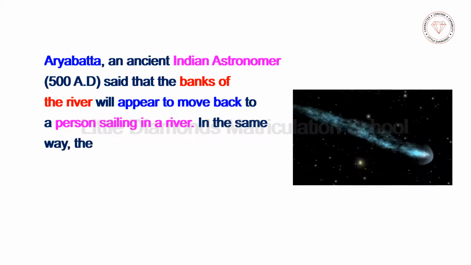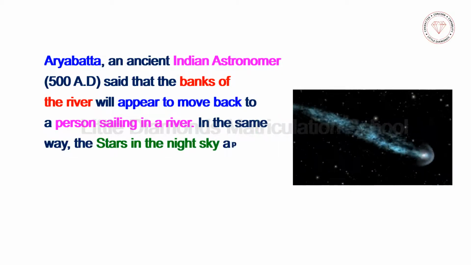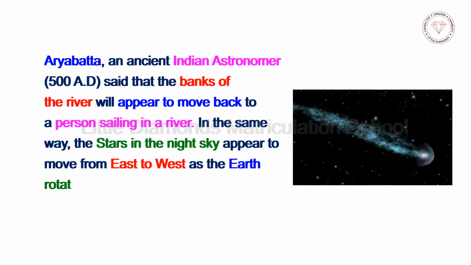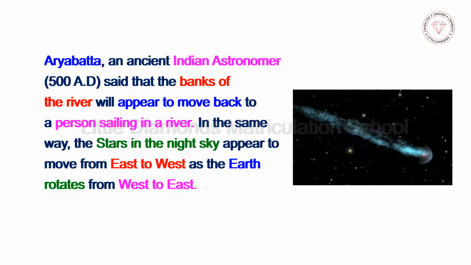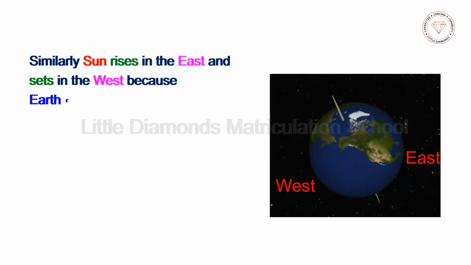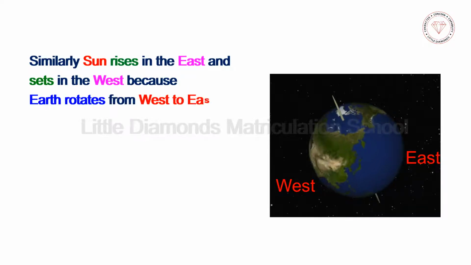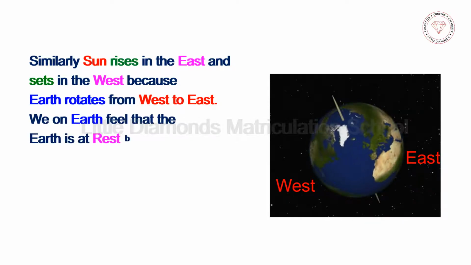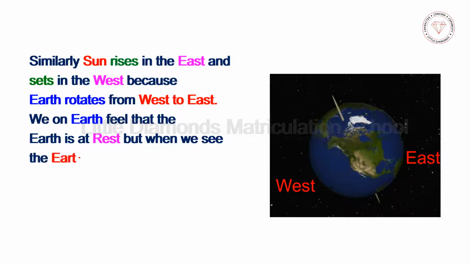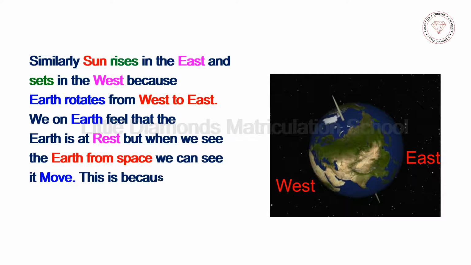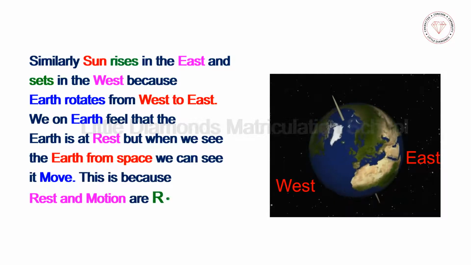In the same way, the stars in the night sky appear to move from east to west as the earth rotates from west to east. Similarly, the sun rises in the east and sets in the west because the earth rotates from west to east. We on earth feel that the earth is at rest, but when we see the earth from space, we can see it move. This is because rest and motion are relative.